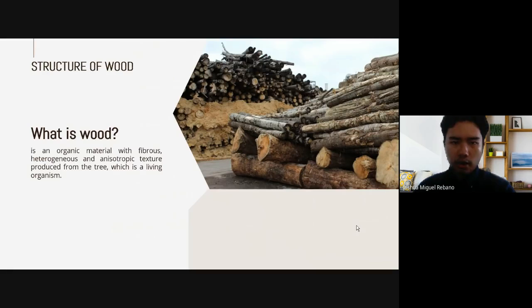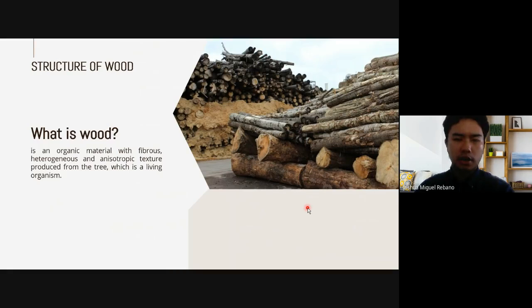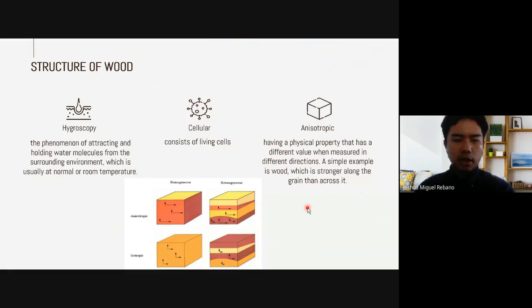I think it is very obvious for every one of us as to what wood is. So it comes from our trees. It is an organic material with fibrous, heterogeneous, and anisotropic texture produced from a tree, which is a living organism. So for the characteristics of wood, it is hygroscopic, which is the phenomenon of attracting and holding water molecules from the surrounding environment. It is also cellular because it is a living organism. It is anisotropic, or having a physical property that has a different value when measured in different directions.